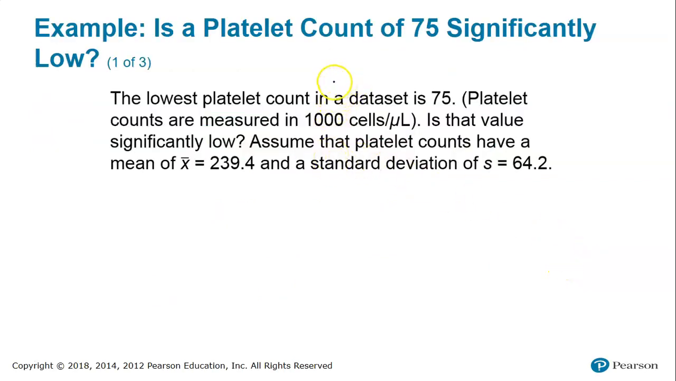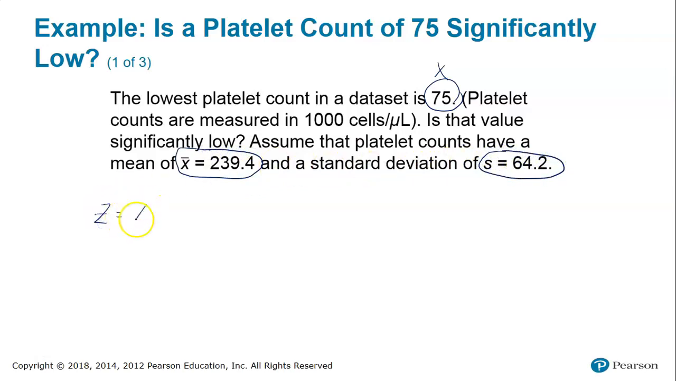Okay, here's an example. Is the platelet count of 75 significantly low? So the lowest platelet count in a data set is 75. Okay, so this is the data value. This is my x that I'm wanting to work with. Is that value significantly low? Assume that platelet counts have a mean. So here's the mean that I'm going to need and a standard deviation here.